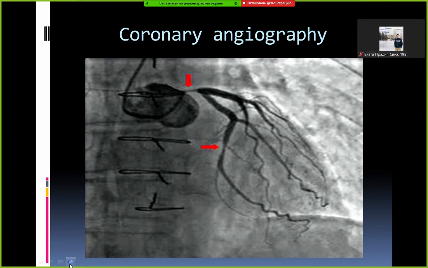So this is an example of coronary angiography, and by the points are detected the atherosclerosis and narrowing of coronary arteries.